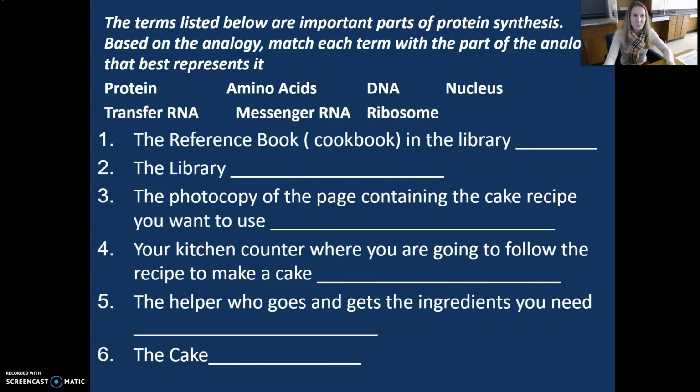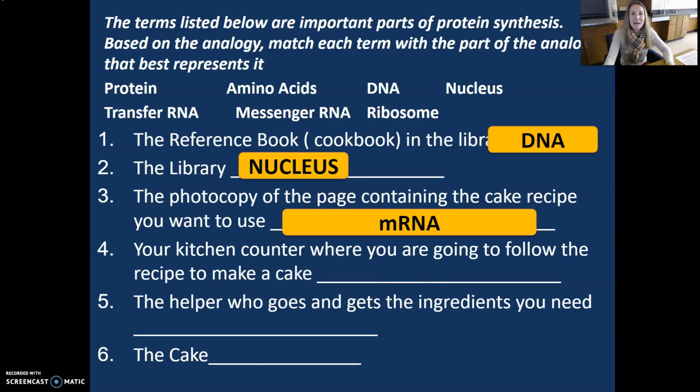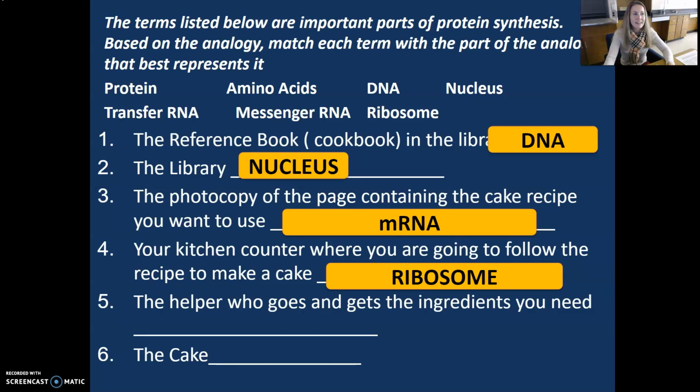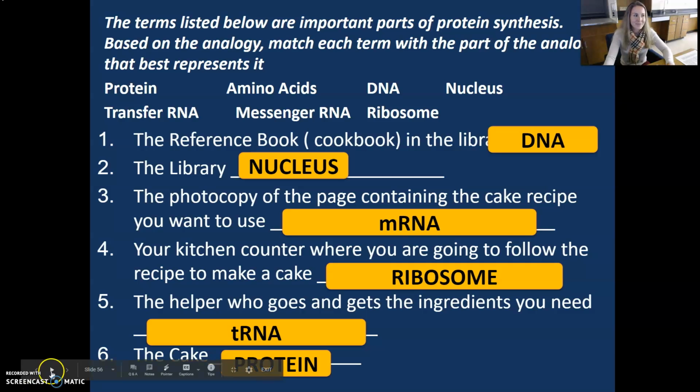So let's do a little review together. So what is the reference book or the cookbook in the library similar to? DNA. What is the library similar to? The nucleus, because our recipe book is stuck inside of the library. The photocopy of the page containing the cake recipe you want to use is mRNA. Remember, it's a photocopy. We transcribed it. Your kitchen counter where you're going to follow the recipe to make the cake? The ribosome. The ribosomes are going to make the proteins. The helper who goes and gets the ingredients you need is the tRNA. Remember, they bring over the amino acids, so the T codons. And the cake is our protein.